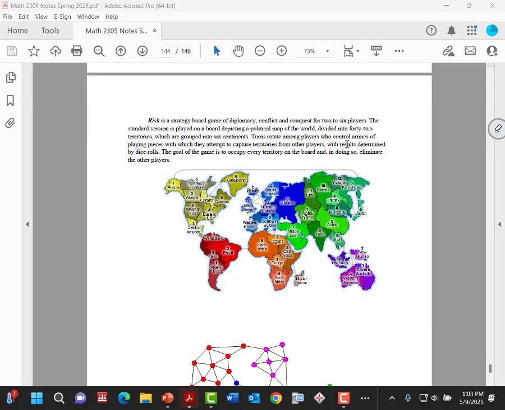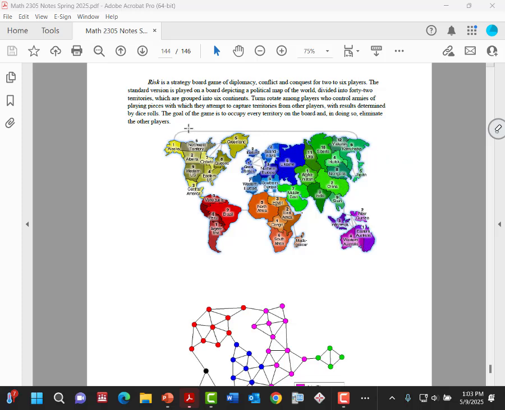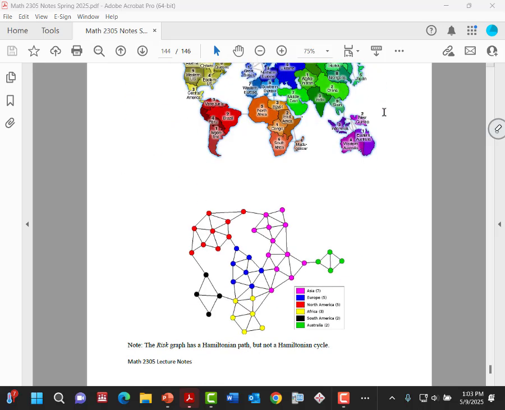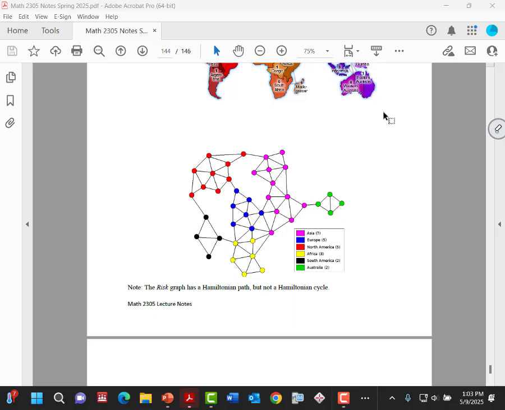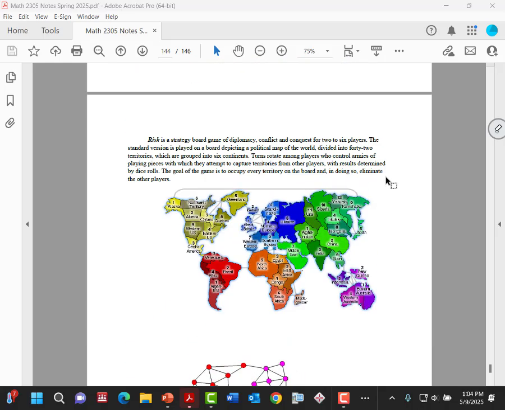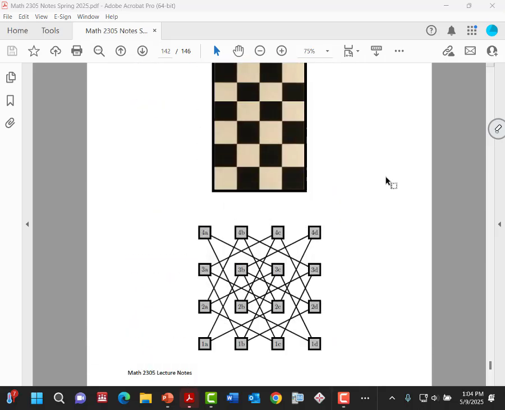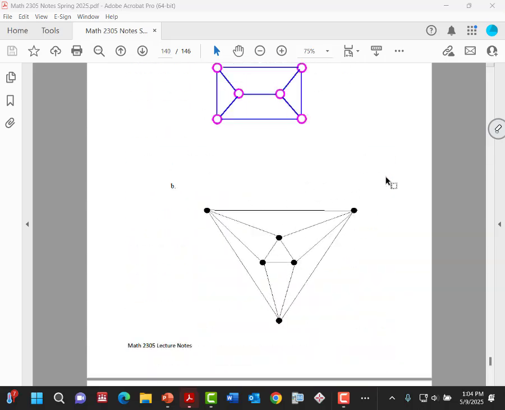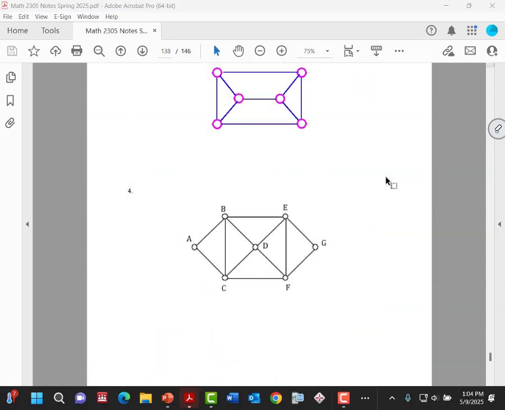And then, sure enough, there's Risk. A nice little board game right here, maybe you're familiar with it. I can draw the Risk map as a graph. Very interesting. So that's going to conclude our lesson on Eulerian and Hamiltonian graphs.